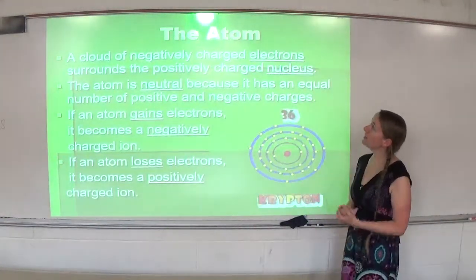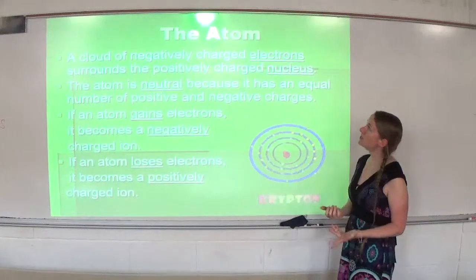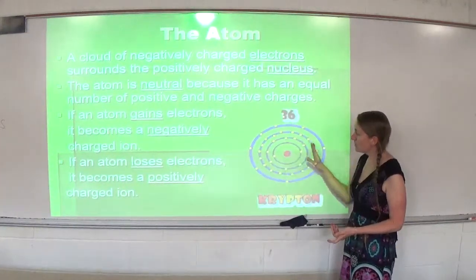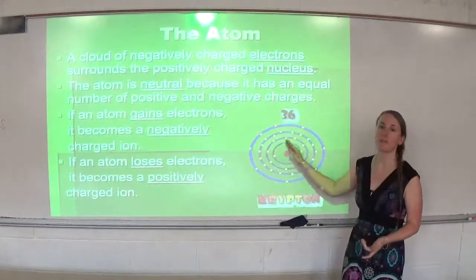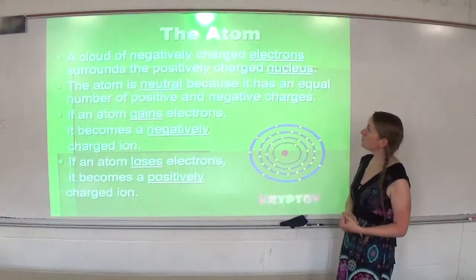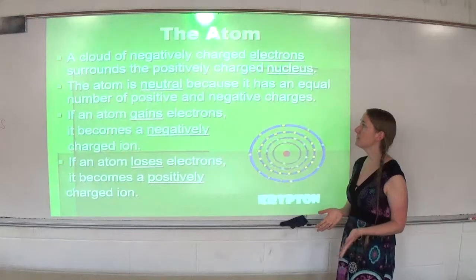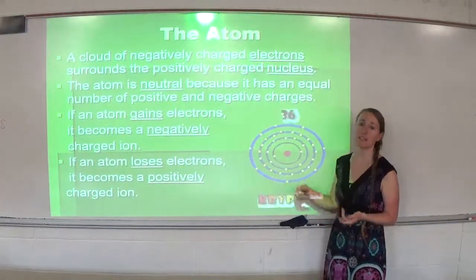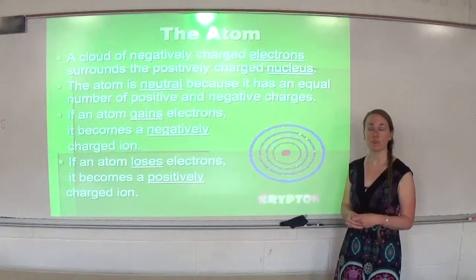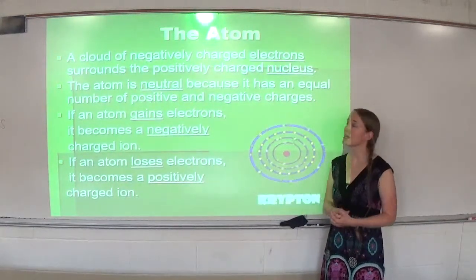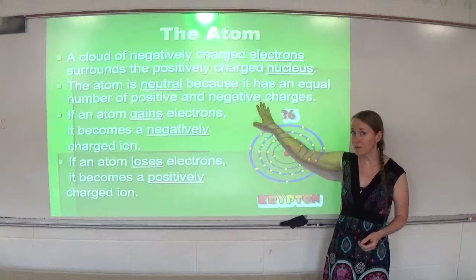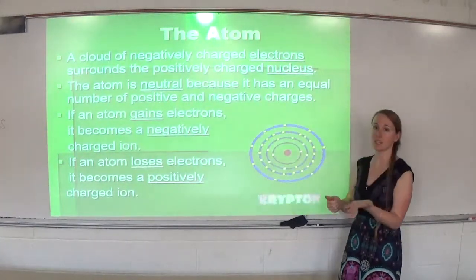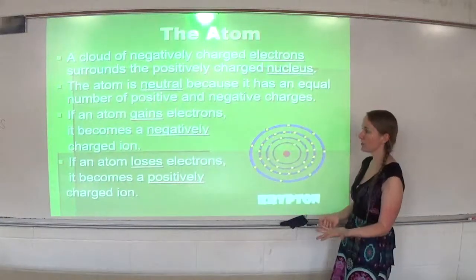A cloud of negatively charged electrons surrounds the positively charged nucleus in an atom. So we have a positive nucleus in the middle and our negative electrons around the outside. The atom is neutral because it has an equal number of positive and negative charges. When you learn more about atoms, you will find that they can lose and gain electrons, but then they're no longer referred to as atoms, they're referred to as ions. If something is a true atom, it will be neutral. So if it has 6 protons, it has 6 electrons. If it has 40 protons, it has 40 electrons.